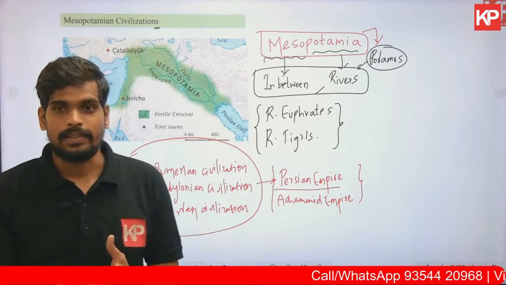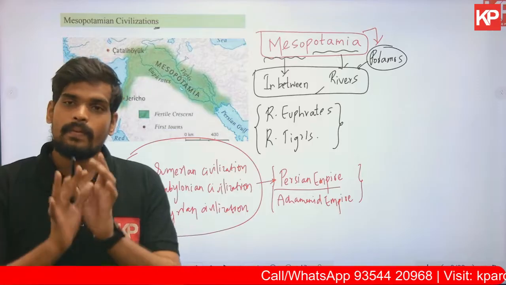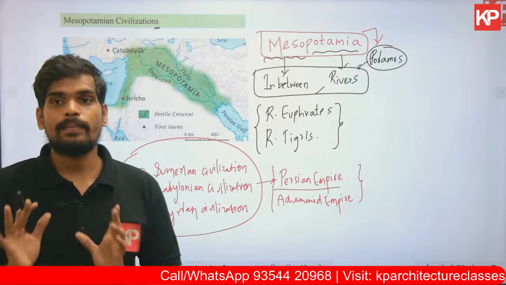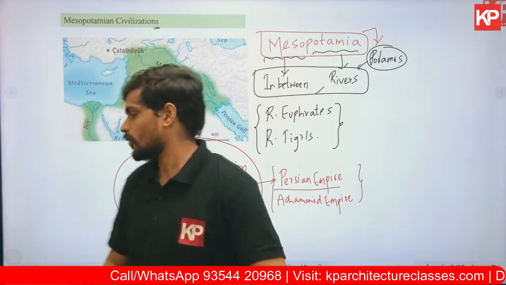So there are commonalities because all these are Mesopotamian civilizations. So we will just try to understand important buildings, important structures, important architectural character of the Mesopotamian civilization in brief. Let us look into the important points now.